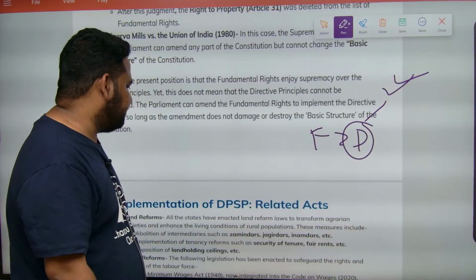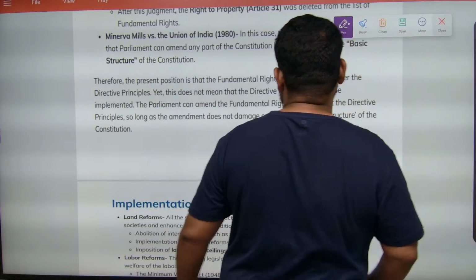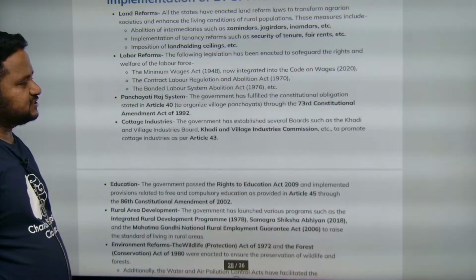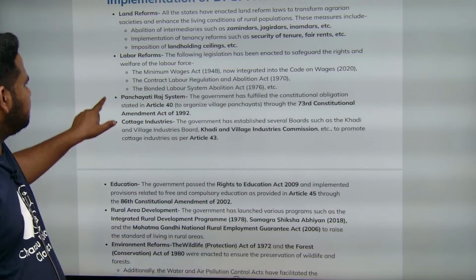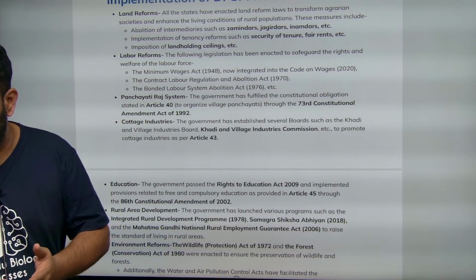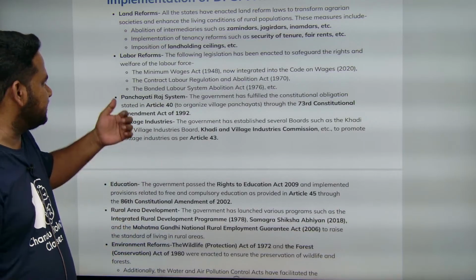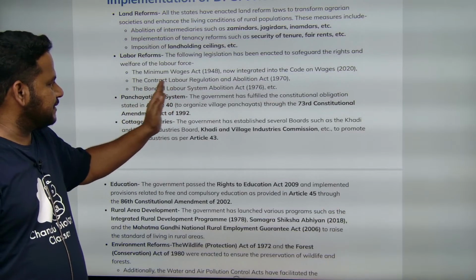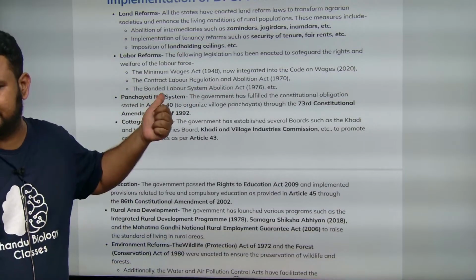Next, implementation of DPSP related acts. I have already discussed this while discussing each of these things. First, land to the landless, land reforms were made. Next is labor reforms. I told you equal pay for equal work, living wages, and human conditions of work. To ensure that, various acts were passed, such as the Minimum Wages Act, Contract Labor Act, and Bonded Labor Act. You don't have to remember this. I am telling you how it is implemented, through acts.